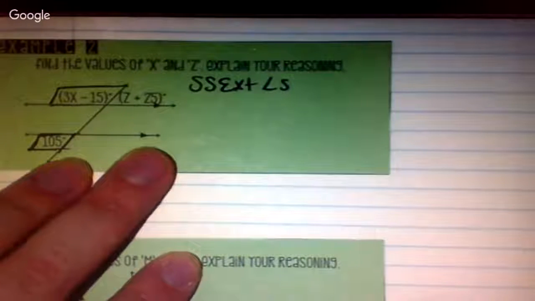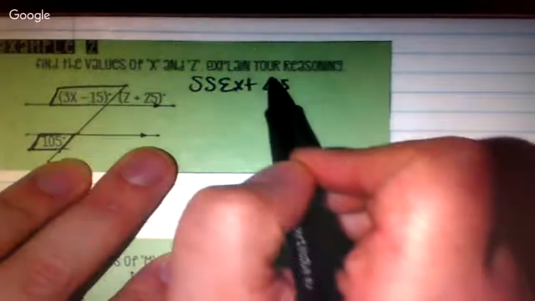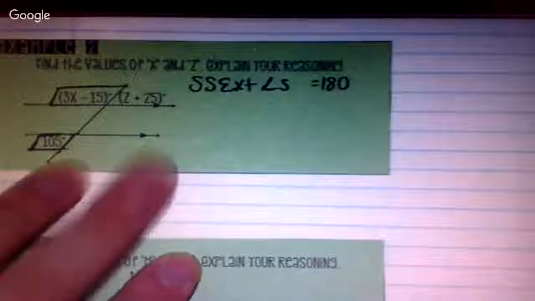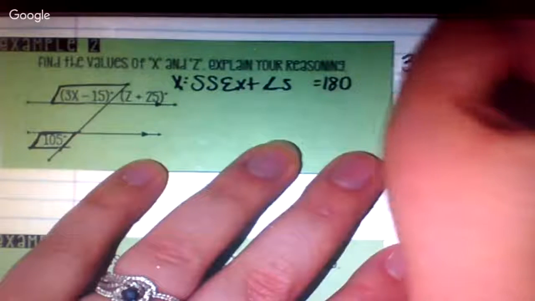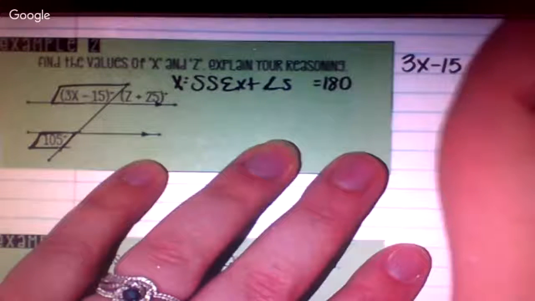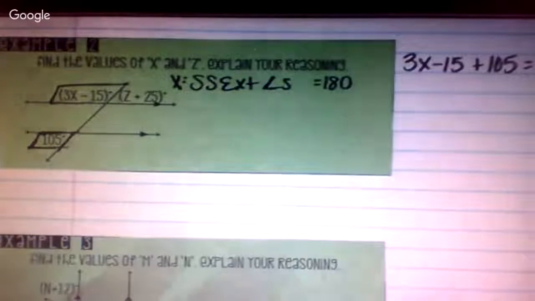X. Okay, so what kind of angles do I have if I'm looking at X and 105? Same side exterior again. So same side exterior angles. I shorthand it now: SS for same side, EXT for exterior, and this is a little angle symbol. So we know that this is equal to 180, and we were solving for X. So 3X minus 15 plus 105 equals 180.